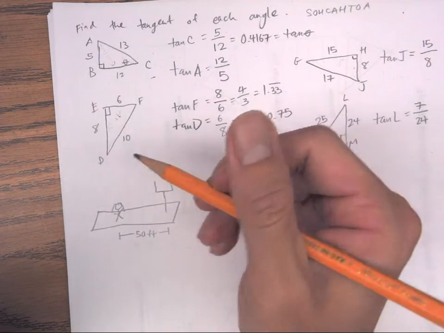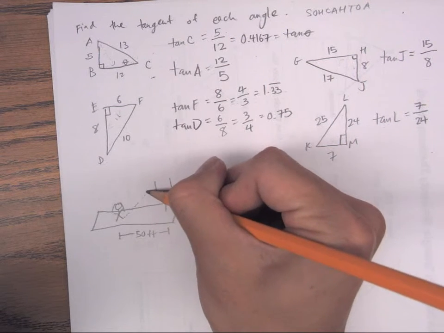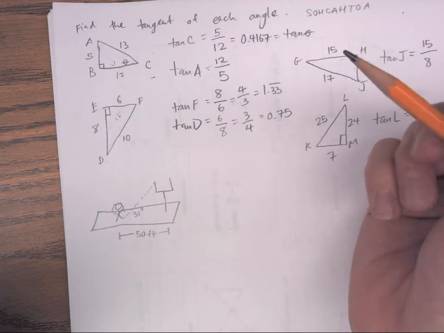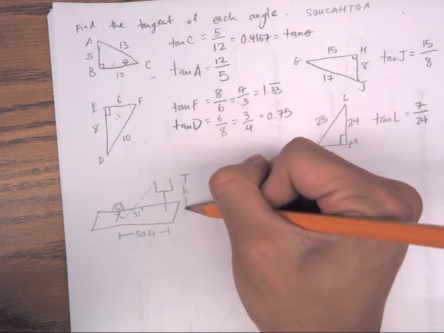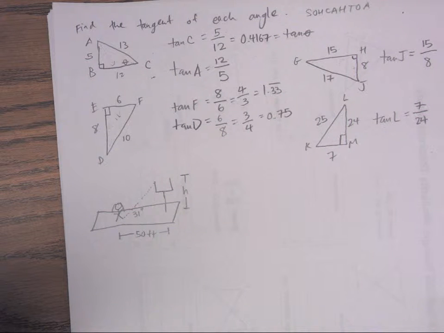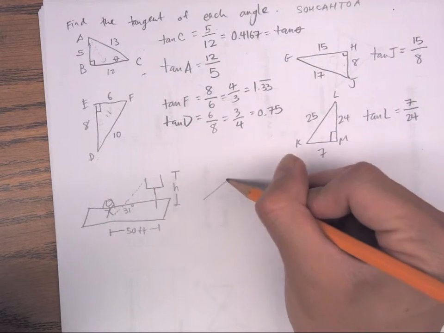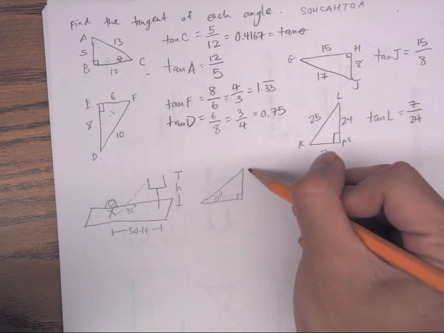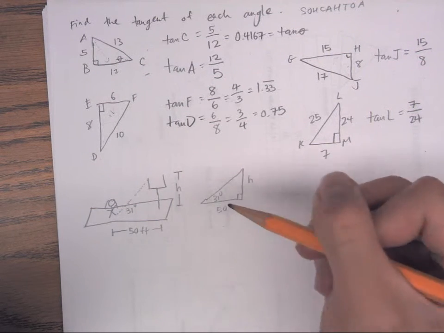We know that the angle of elevation from her foot to the top of the goalpost is going to be 31 degrees. Let's say we wanted to find the height of the field goal post. Notice this forms a right triangle. If we redraw that, we know that this angle is 31 degrees. We don't know the height of the field goal post, and this is 50 feet long.